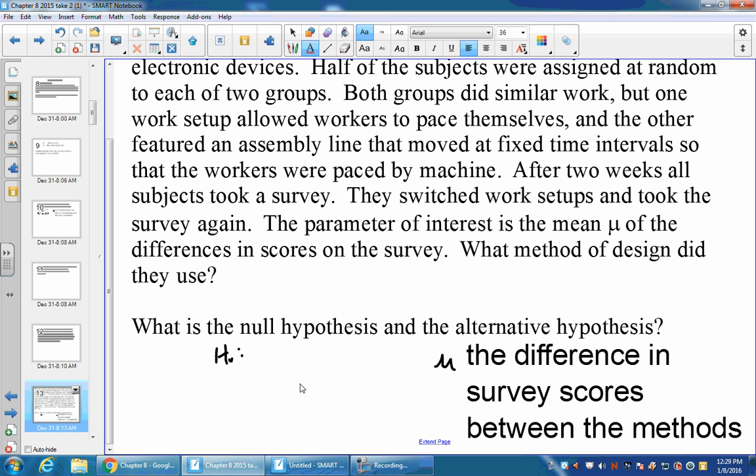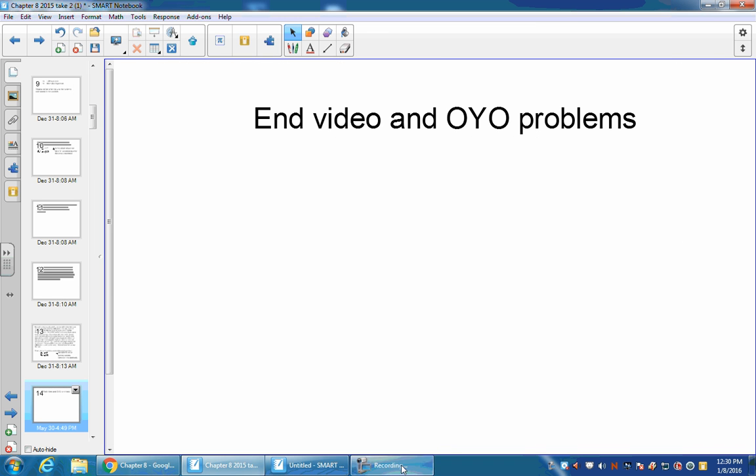So if mu is the difference, now let's think about what the null hypothesis is. If there was no change in those differences, if they're exactly the same, mu would exactly equal 0. Now, the alternative hypothesis, we don't know which method is better. We have no idea starting if it's machine paced or pacing themselves, so we can't say mu is greater than 0 or less than 0. We just say mu is not equal to 0. All right, those are your hypotheses. Good luck on your own.